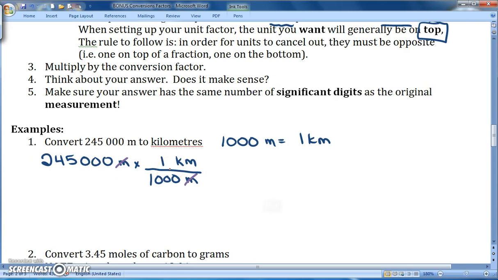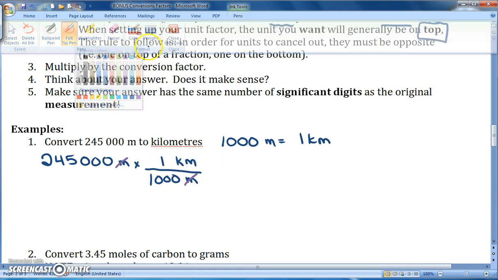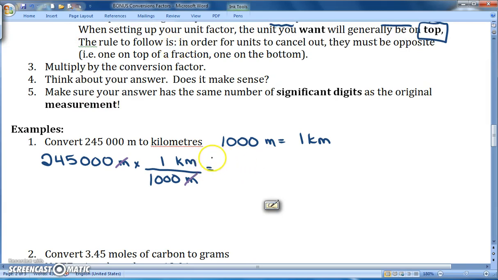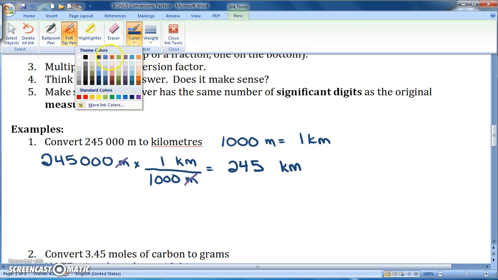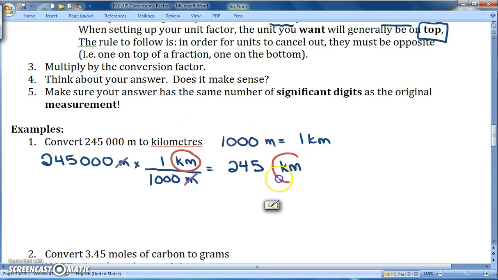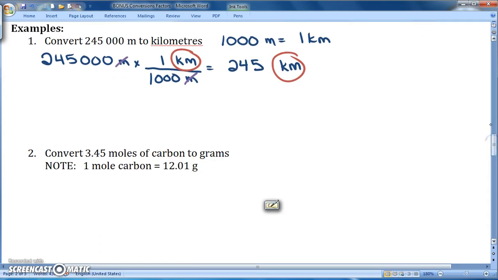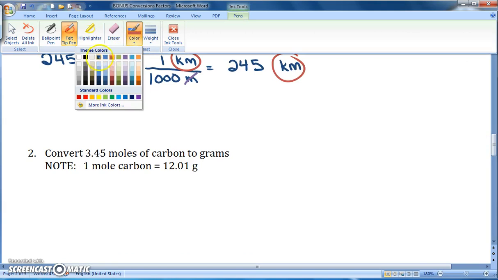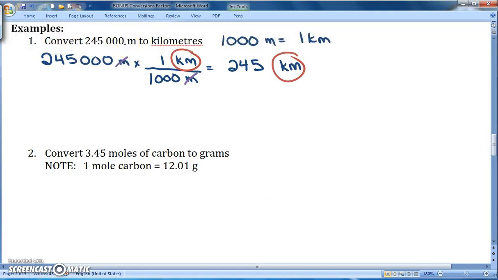Looking at the expression we've created, we have 245,000 multiplied by 1 over 1,000. This is the same as 245,000 divided by 1,000. The result is 245 kilometers. Our unit that didn't cancel is carried over into our answer. Let's look at a few more examples.